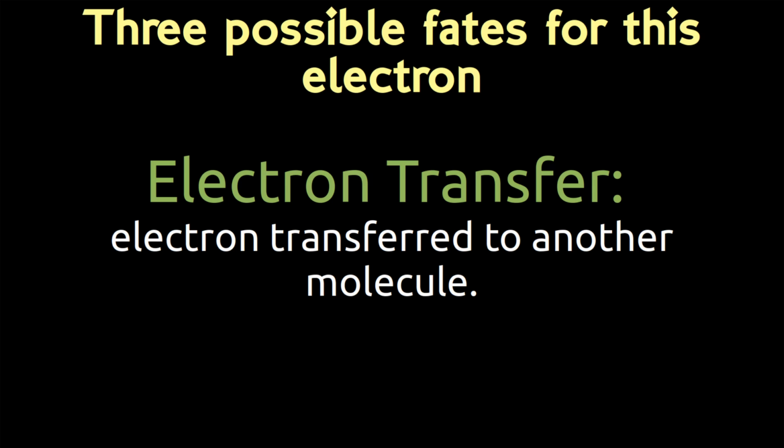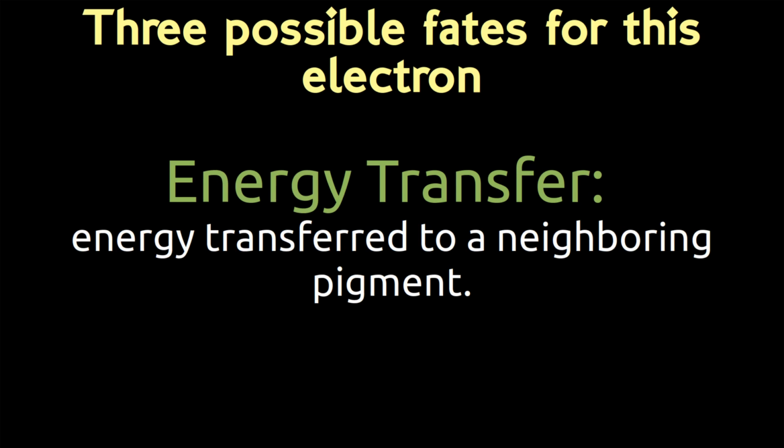The other thing that can happen is that the electron can pop up to a higher orbital, then pop down to a lower orbital, and just transfer the energy along. This would go on to a neighboring pigment, and essentially excite an electron in that pigment. And so, it can also just pass the energy along without passing the electron along. Okay. That's another thing that can happen.